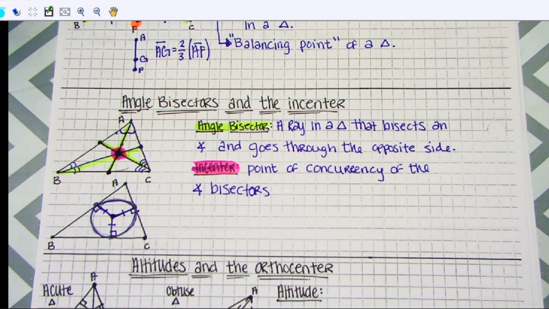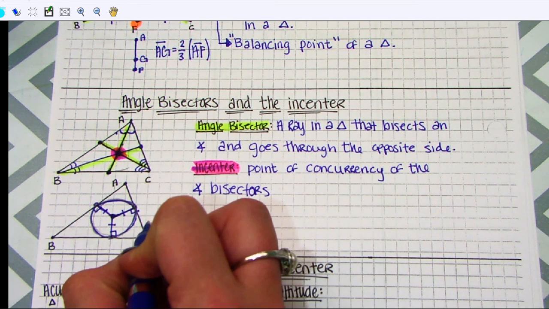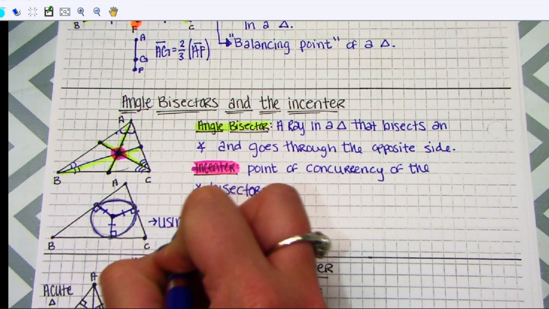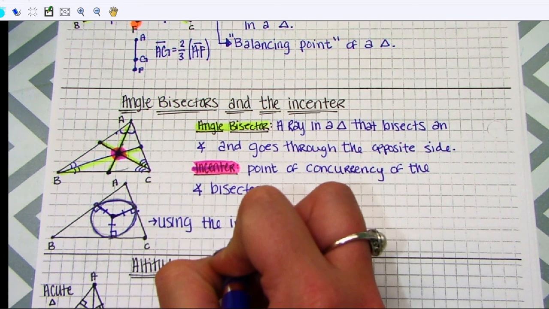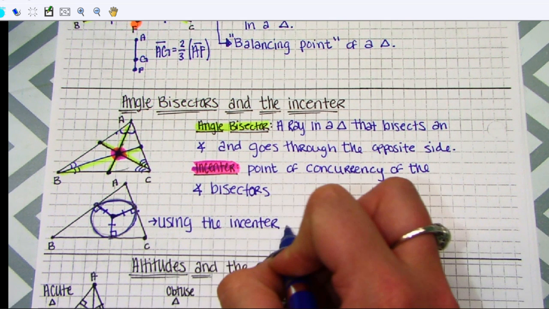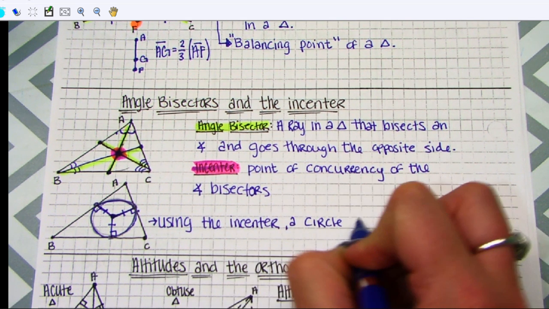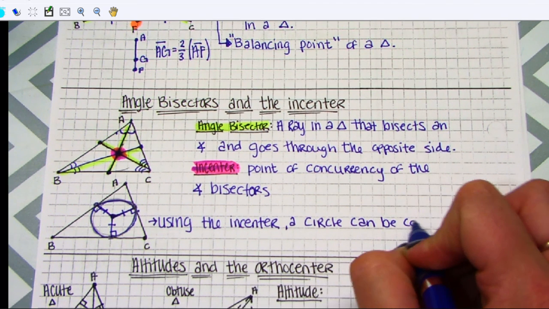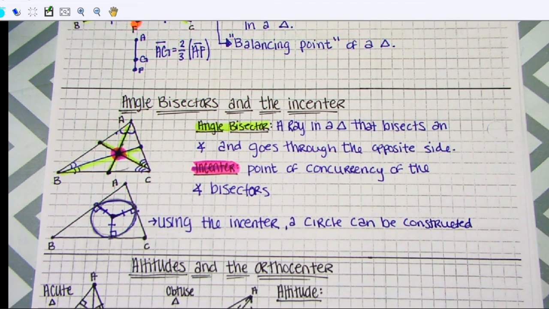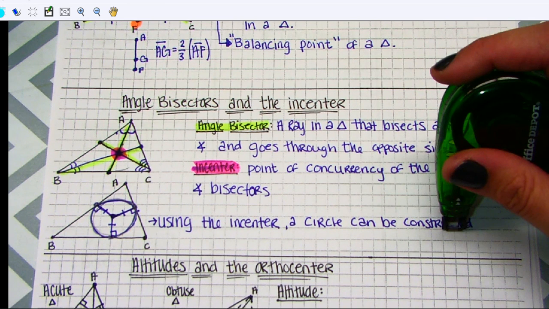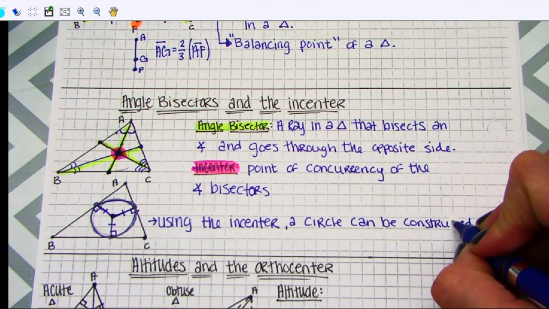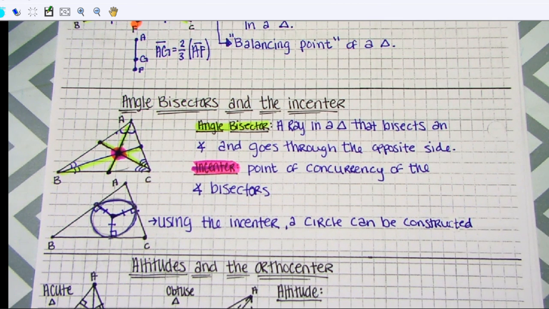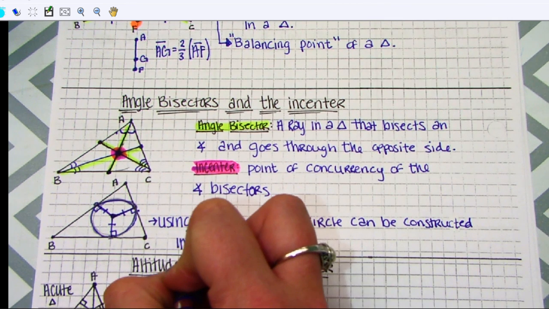Whenever you have an incenter, you might see this picture on the bottom. So you've got a circle inside of a triangle, that's the incenter. So to describe this picture, using the incenter, a circle can be constructed inside a triangle.